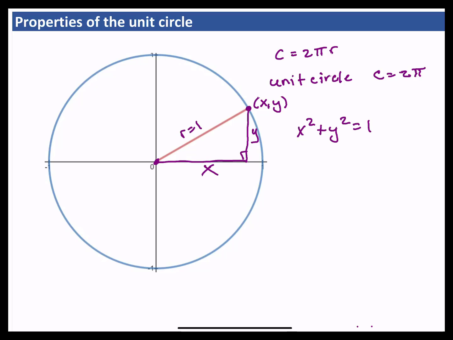So these two things will be important for us to apply to the unit circle quite frequently: that the circumference is 2 pi and that any point in the circle satisfies the equation x squared plus y squared equals 1. There is also some terminology that we want to be aware of when talking about the unit circle.